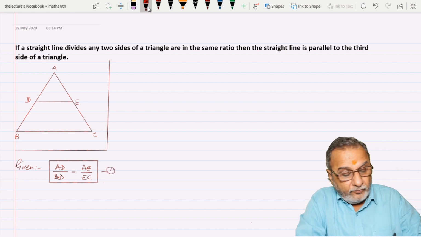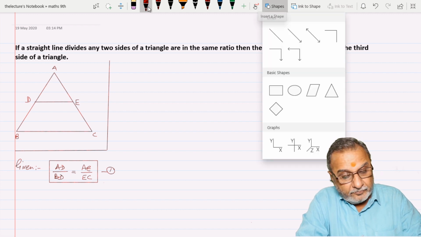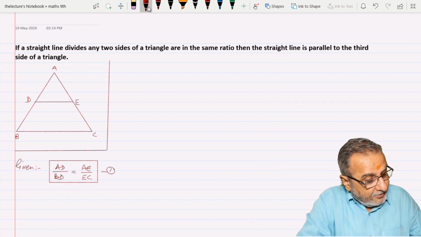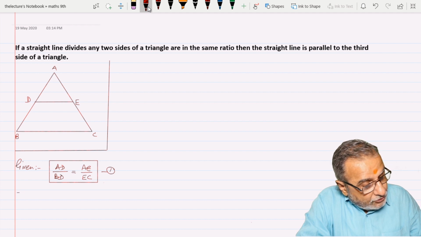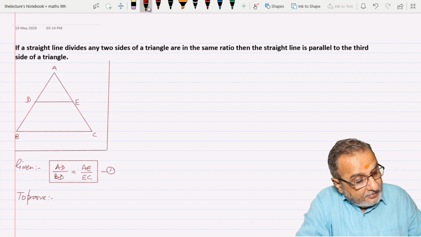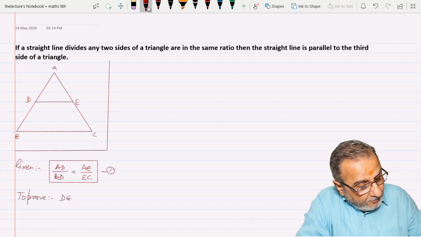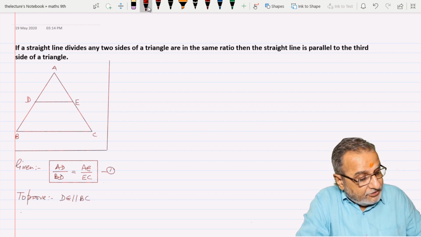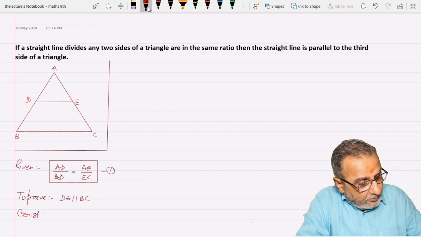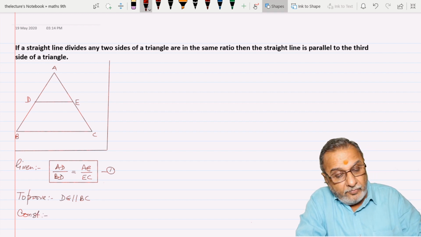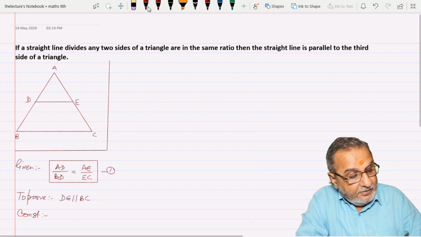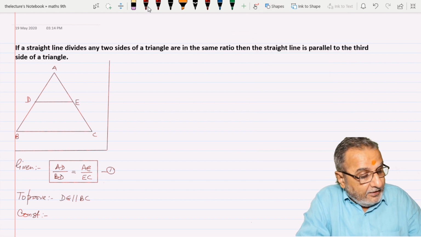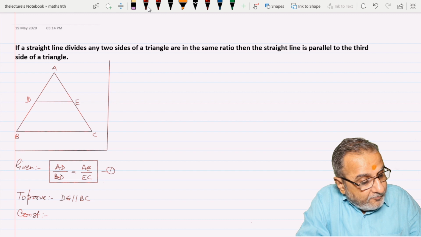Now the second part, which is to prove, that is DE is parallel to BC. And here is the construction, that is, draw a line parallel to BC from D.